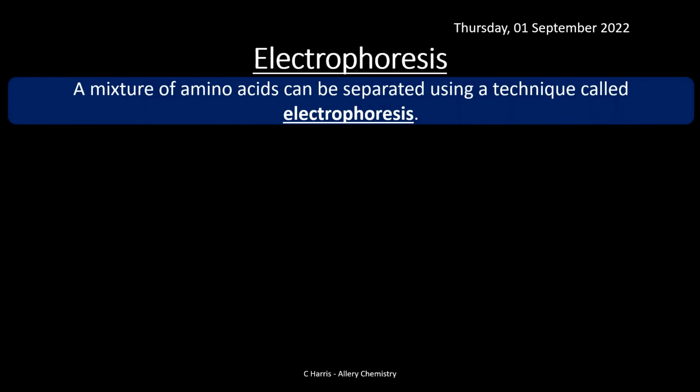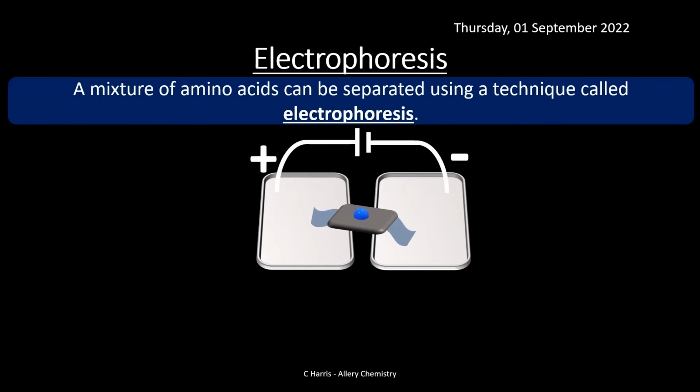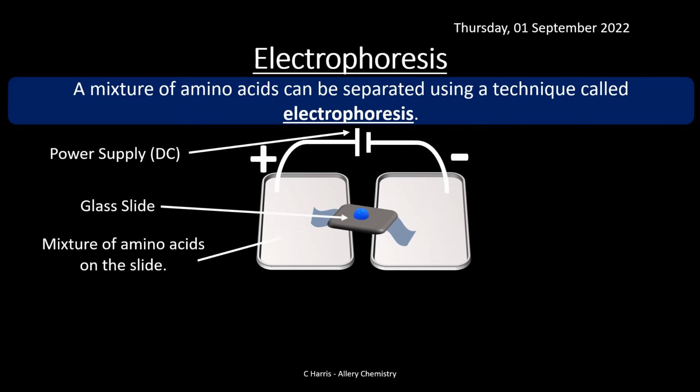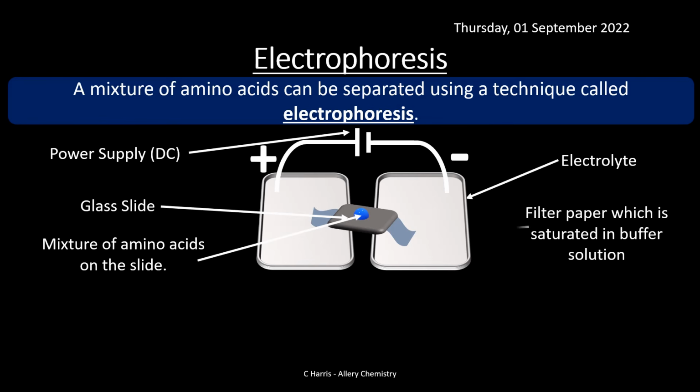Okay, so electrophoresis. This is a method in which we can separate amino acids, and we use something called electrophoresis to do this. As you've probably guessed, it contains the word electro in there, so it's obviously got something to do with electricity. So here's the setup of what this looks like. We have a power supply, a DC power supply. We have a glass slide in the middle, and there's a mixture of amino acids put on the slide, a little blob of it on there. We have an electrolyte in the tray here, and we have filter paper which is saturated in a buffer solution. So this is the setup of electrophoresis.